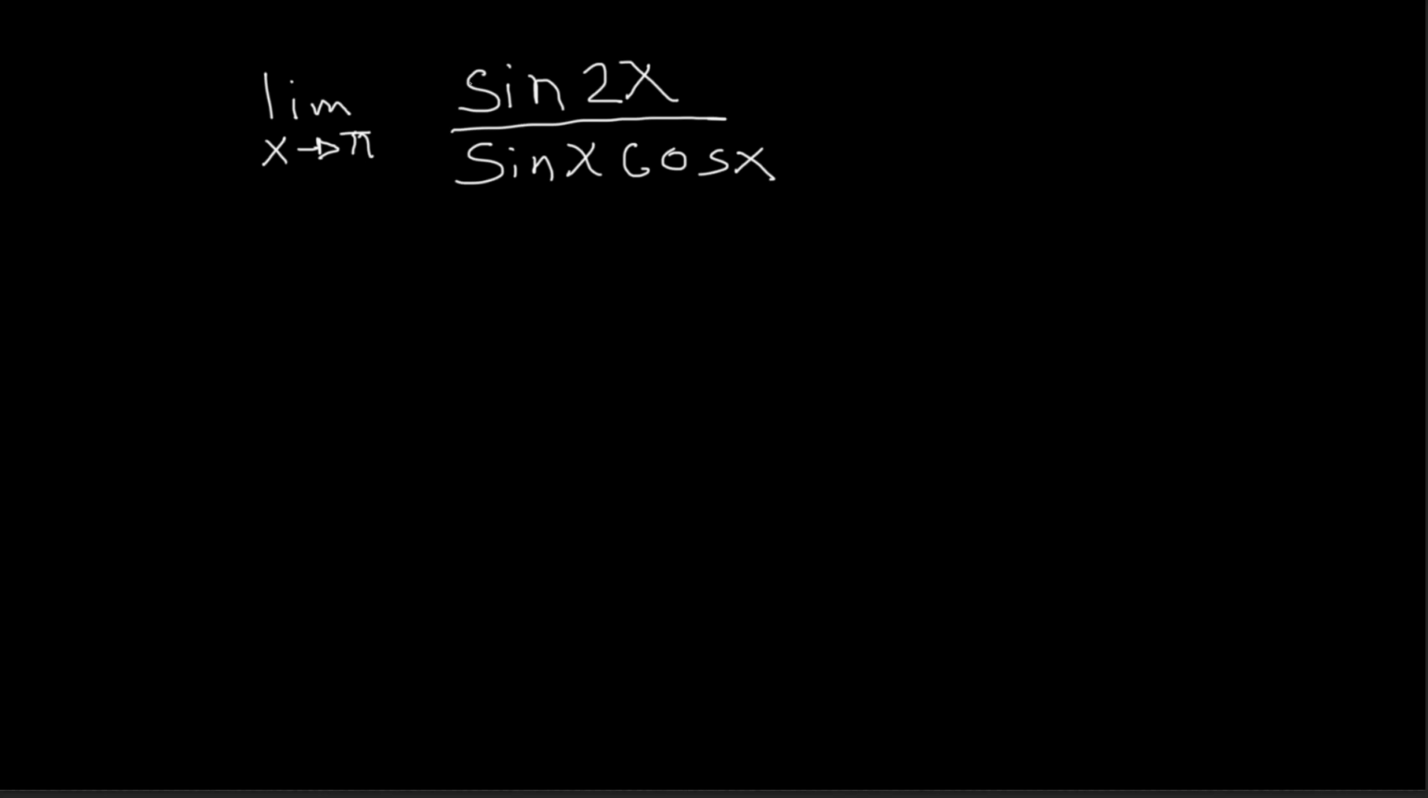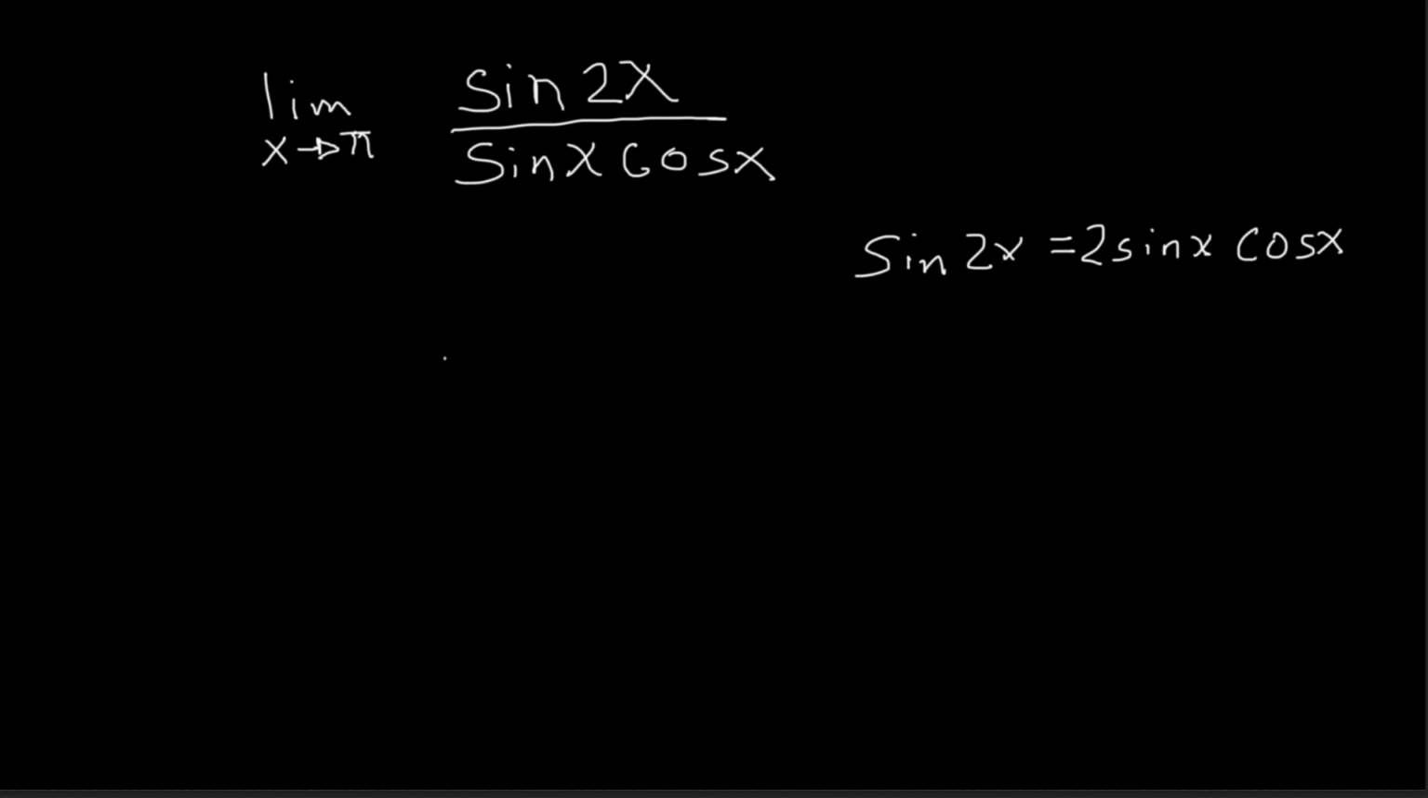So we're going to use the double angle identity for sine. Sine 2x equals 2 sine x cosine x. So we'll go ahead and substitute that in here.